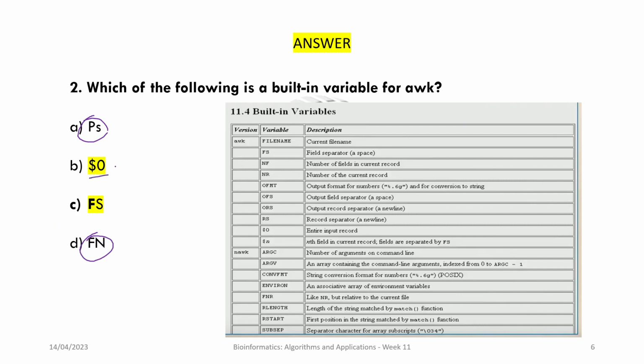but $0 takes the entire line into account, right? None of the fields, but all the fields of a particular line. So the entire input record, as well as FS, which is the field separator. So both B and C are correct answers for question 2.